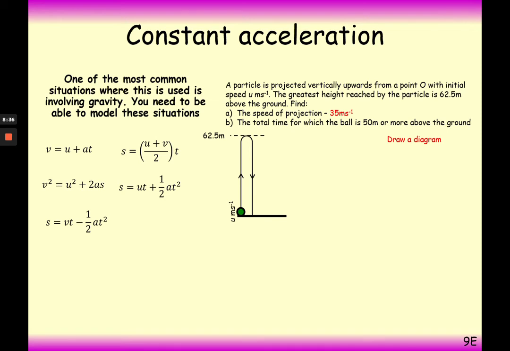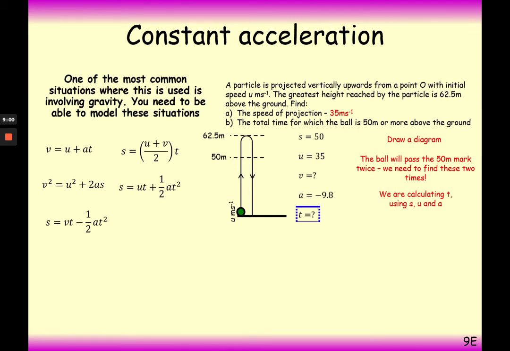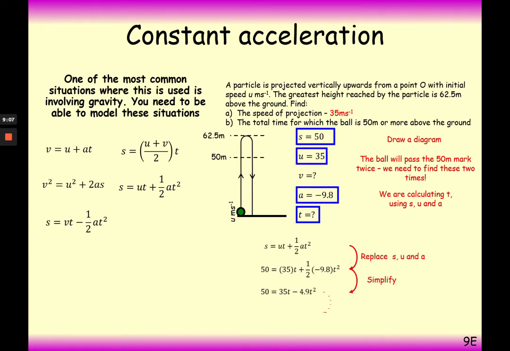So we're trying to find the times at which it's 50 meters above the ground. So we know that s is going to be 50. u is what we've just worked out, 35 meters per second. v we're not concerned about. a is -9.8 because we're taking upwards as positive. And t is the thing we're trying to find, and we're expecting to find two solutions here. We've got s, u and a, so we can use s equals ut plus half at squared, sub in our values and solve it.